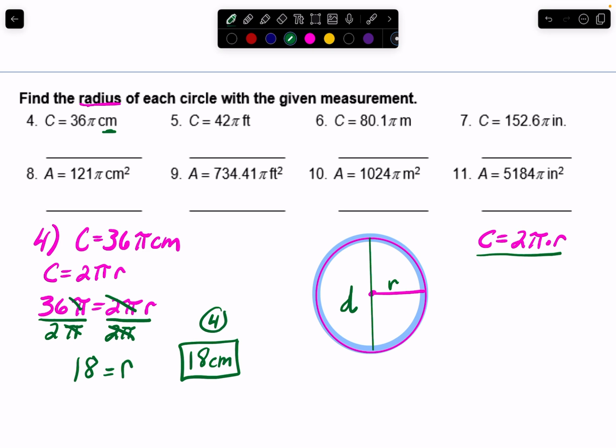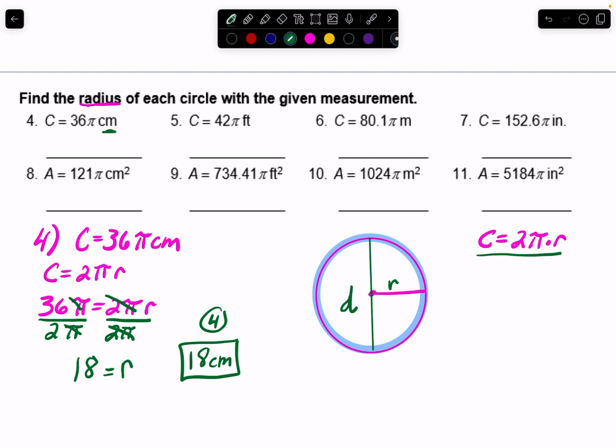Problem 4. Given this right here, we can find the radius by plugging that in for c. So that's all we did. We plugged in this right here for c. So we took this out. Here it is right here. 36 pi equals 2 pi r.